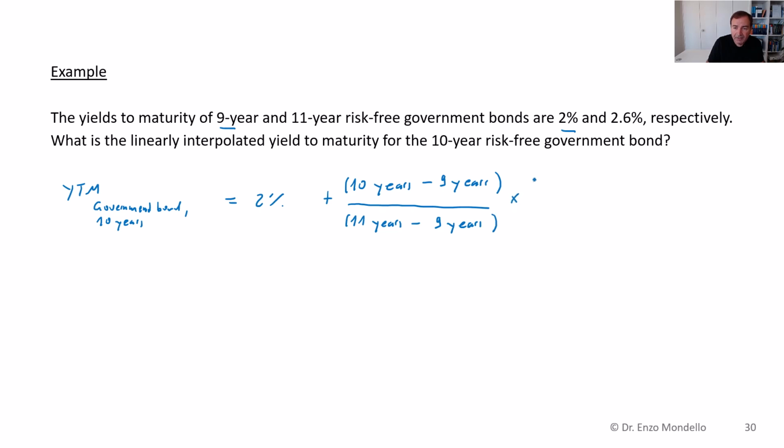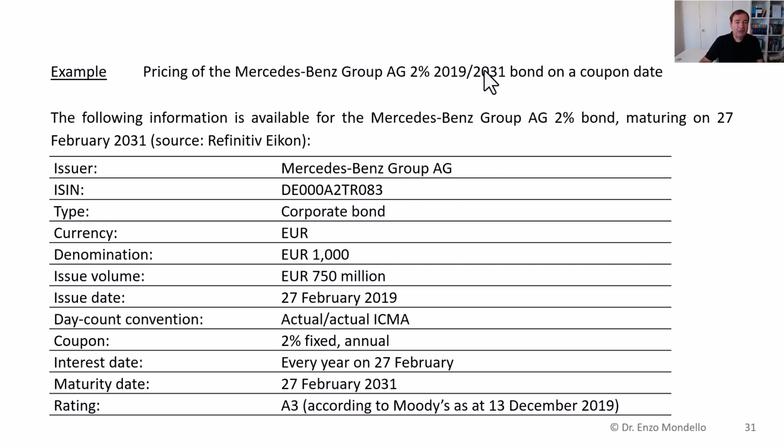And then we multiply that by the difference between the yield to maturity of the government bond with a longer maturity, so 2.6%, and the yield to maturity of the government bond with a shorter maturity of 2%. If you're entering the figures in your calculator, you should obtain then for the interpolated yield to maturity 2.3%. Let's calculate now the price of the Mercedes-Benz Group bond.